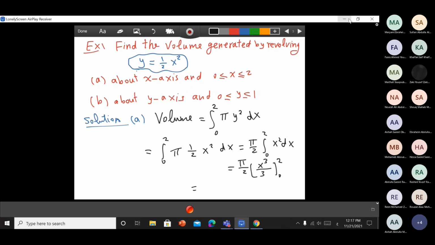Substitute by 2 first, so you have 8, or just make it 2 to the power 3 over 3. When you substitute by 0, you have already 0. 2 to the power 3 is 8. So you have 8 pi over 6 unit cube, because I'm dealing with the volume. As simple as that. Let's go for the volume in the case of B.